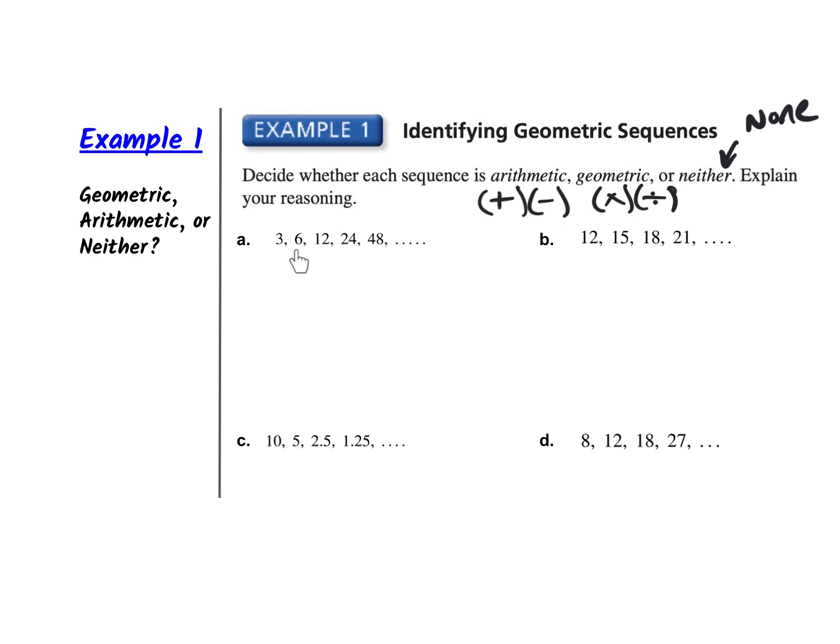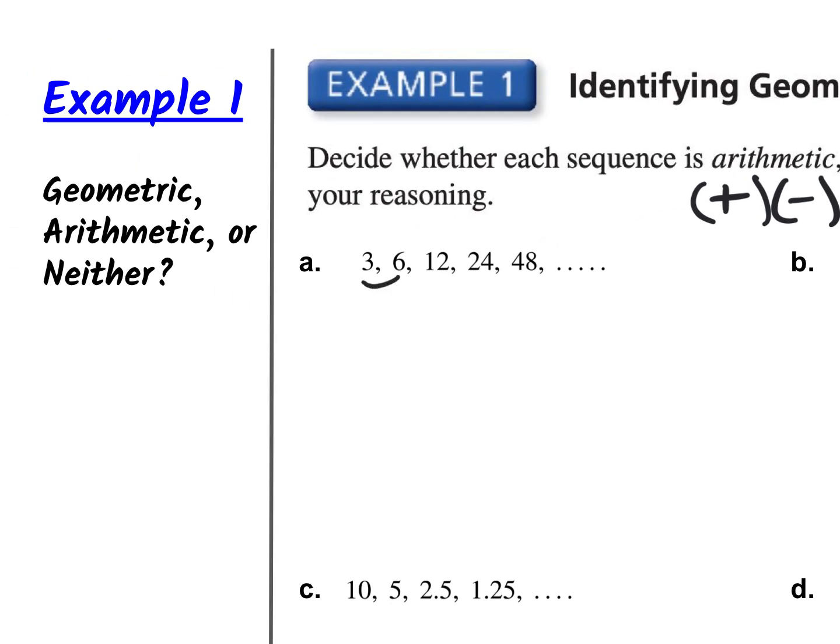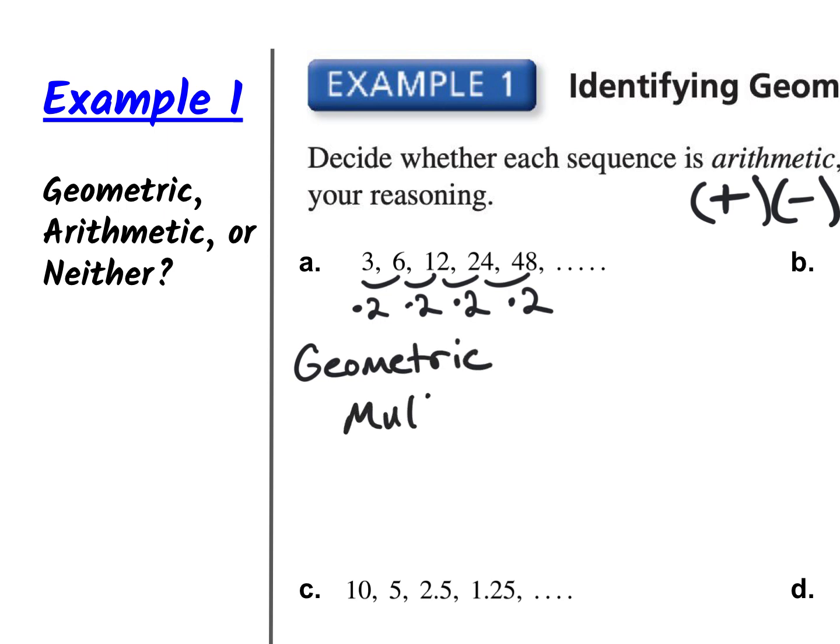Let's dive in here on part A. How does 3 get to 6, and 6 get to 12, and so on and so forth? From 3 to 6, we can see we're multiplying by 2. We're multiplying by 2 at every step. Therefore, because we know we're multiplying, this must be a geometric sequence. We know the common ratio is the number 2. But we can simply just write geometric because we notice it's changing by multiplication.